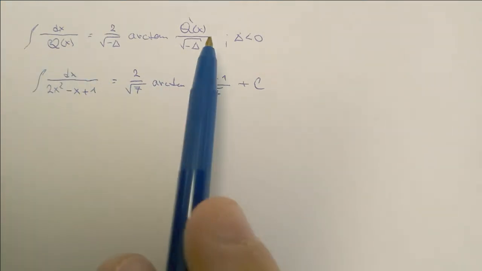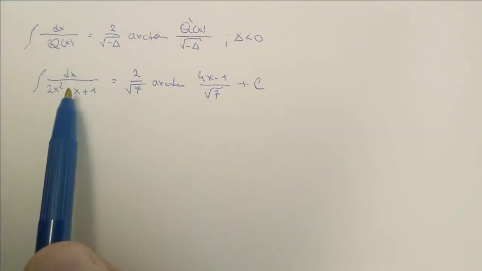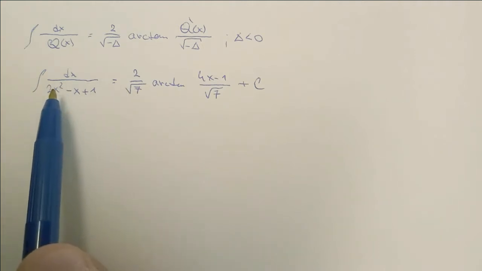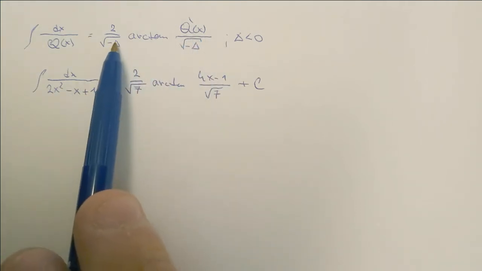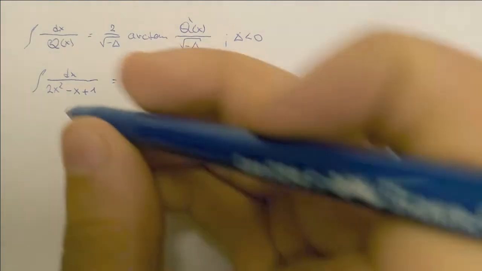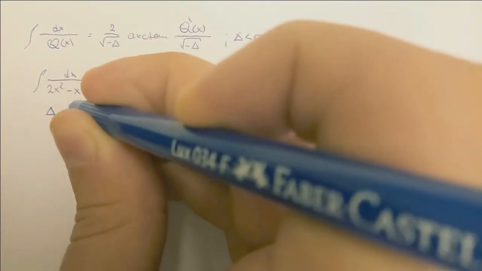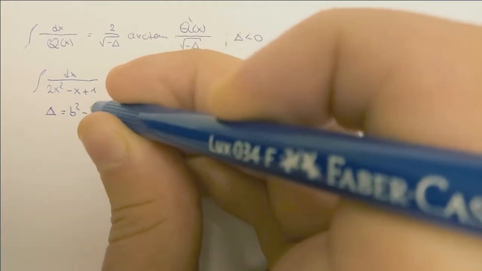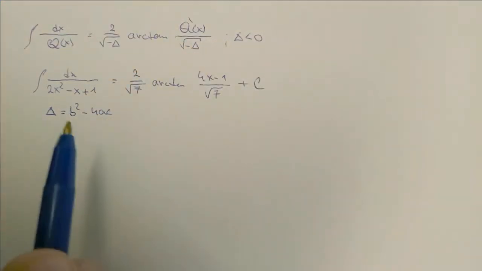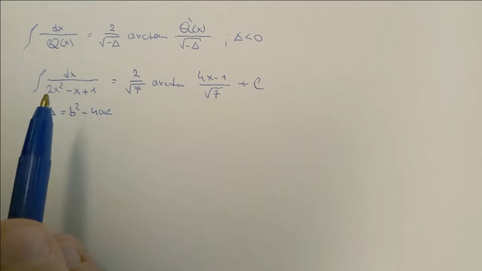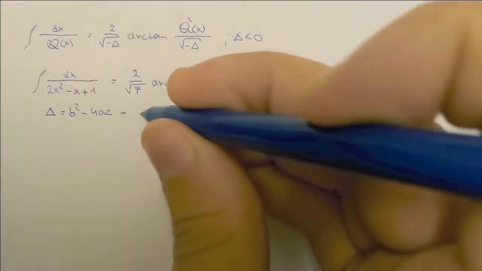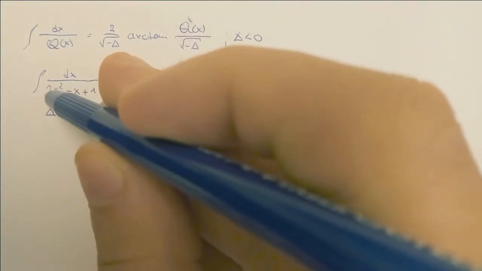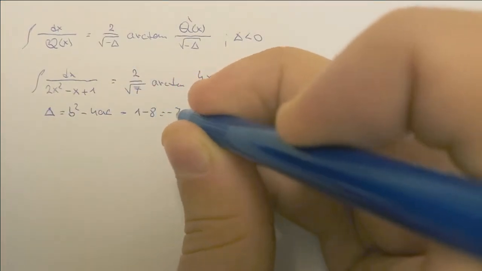So I've used this formula. Q stands for any quadratic function which has the square of x as the term with the highest power. This delta stands for the discriminant, which is defined as b squared minus 4ac. Maybe you've computed it a lot of times. So for this example, delta is minus 1 squared, which is 1, minus 4 times 2 times 1, which is 8, so it's minus 7.